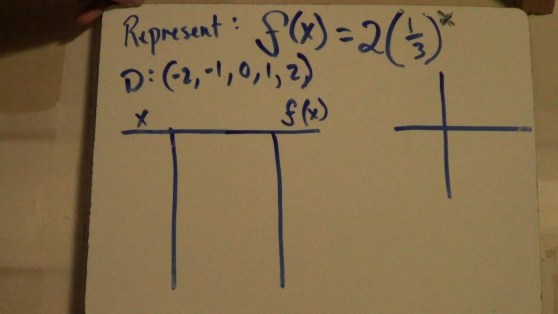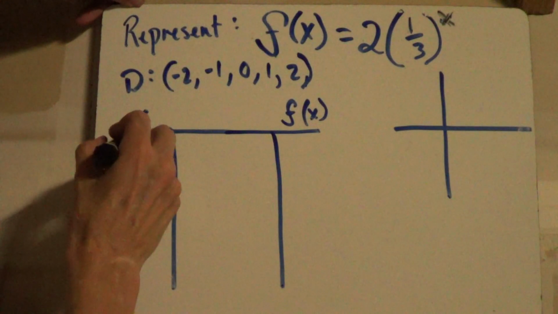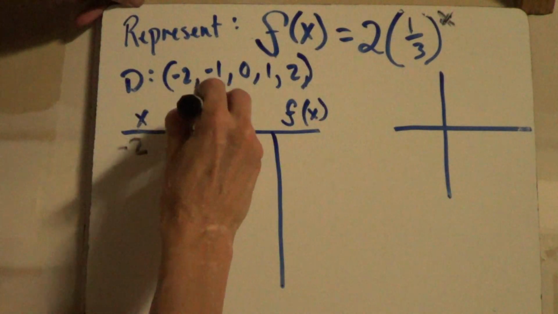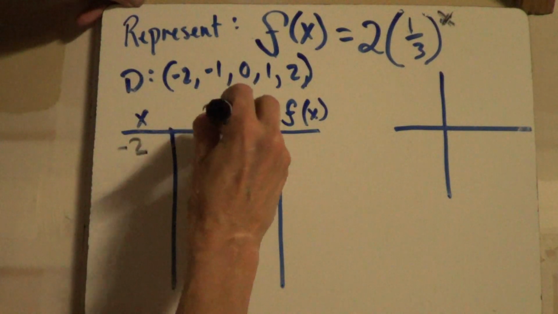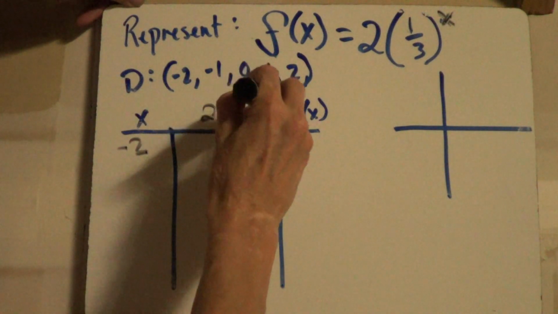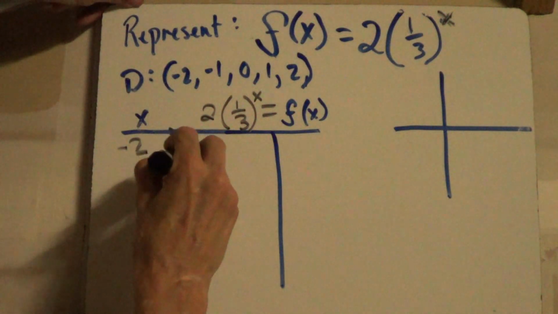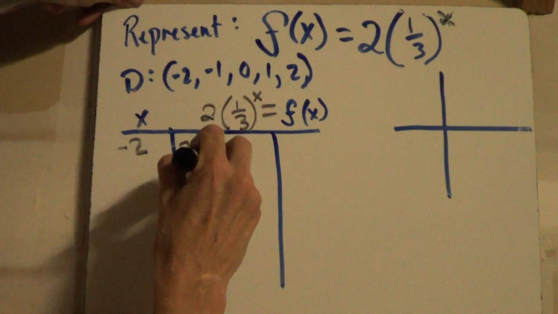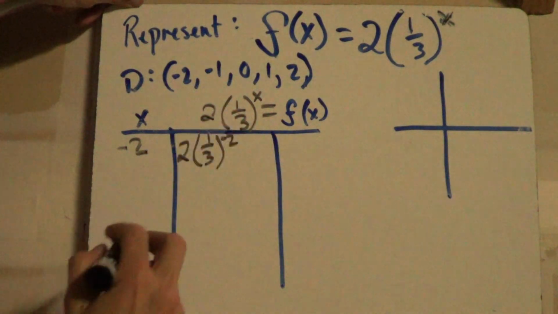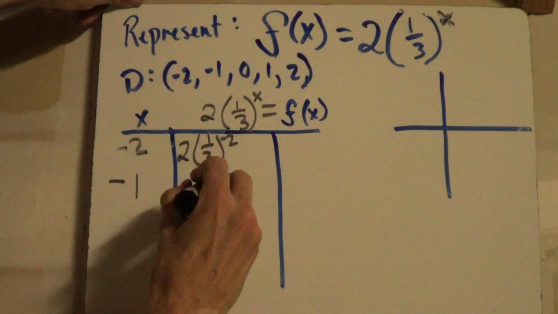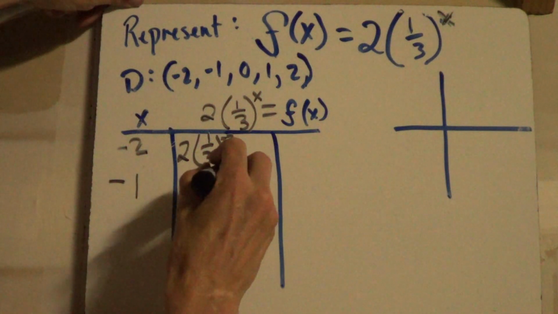Okay, so we plug in our domain values in a nice t-chart here, and I do ask that you just put the equation in the t-chart and show that it's equal to the f of x. So this would be 2 to the 1/3, negative 2. We'll work it out in a second. Negative 1, 2 to the 1/3, negative 1.